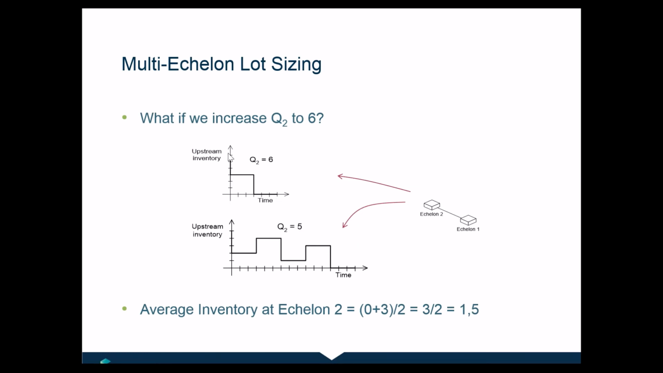I produce 6, of which 3 is immediately consumed. I will keep 3 in inventory for 3 periods, and then the remaining 3 is consumed immediately, which gives me an inventory of 0. What is the average upstream inventory now? Well, the average upstream inventory is I carry 3, I carry 0, so 0 plus 3 divided by 2 is 1.5. So I've just proven that I have reduced my inventory by increasing the lot size.